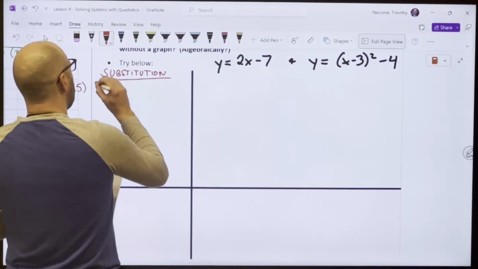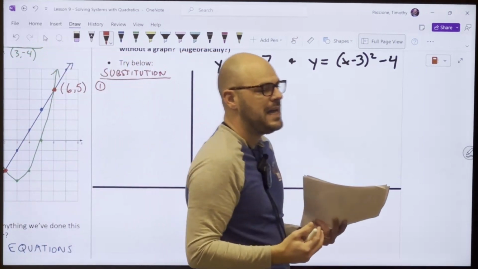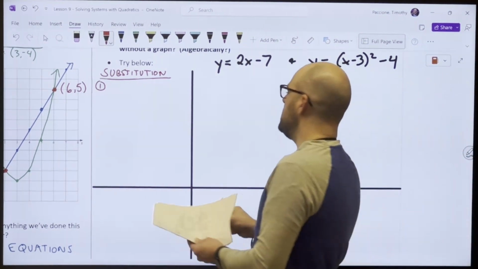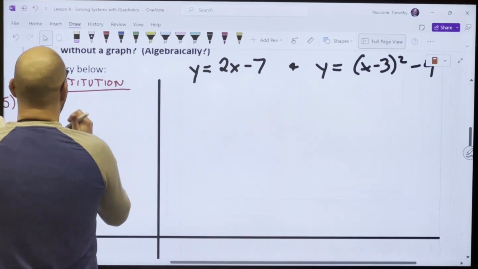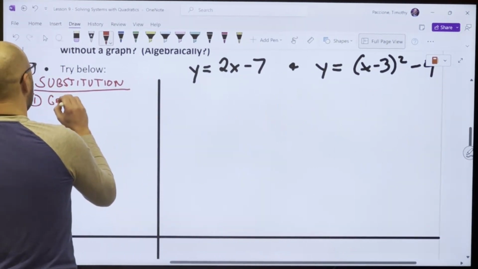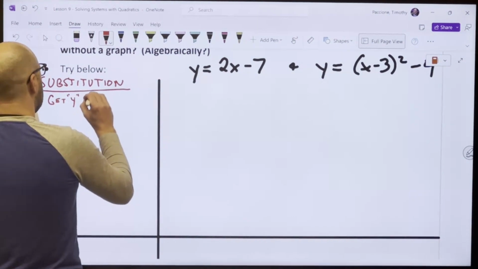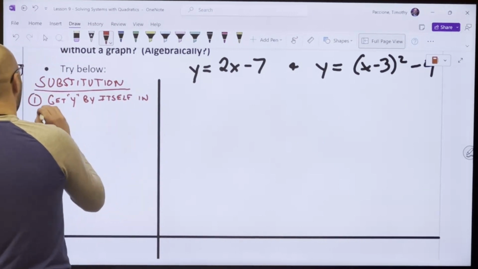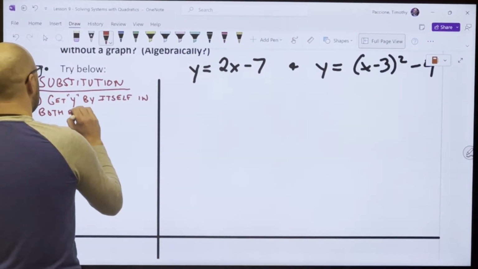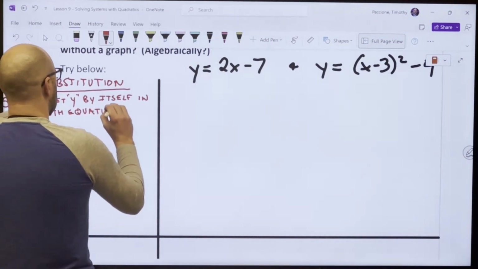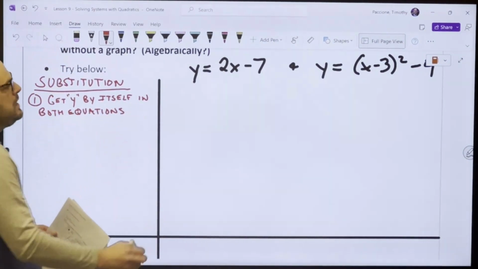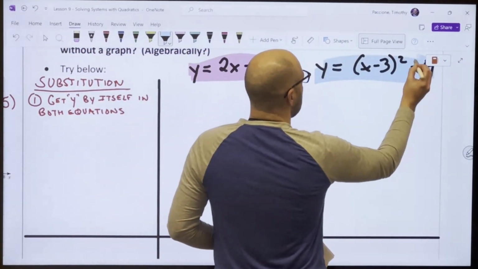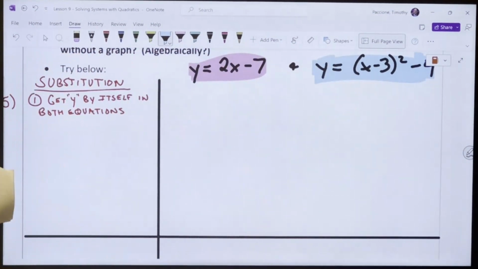All right, so your first step, for substitution, you might not need to do this. It might be done for you. In fact, in this example, it's done. But the first thing you want to do is get y by itself in both equations. So you might need to move stuff around. In this case, we got lucky. And a lot of times we get lucky. We have this equation, y is by itself. We have this equation, y is by itself. We're good, right? So step one is checked off.